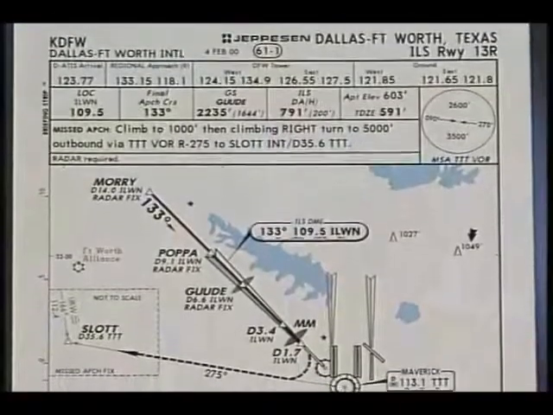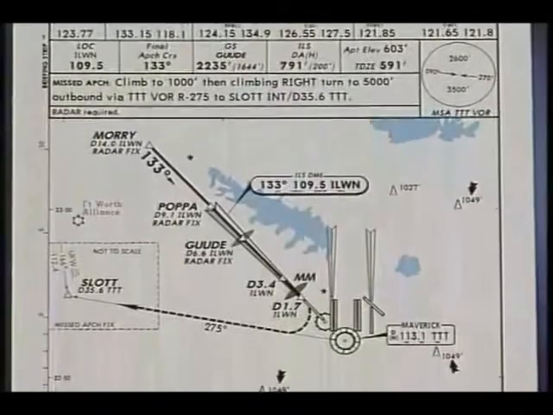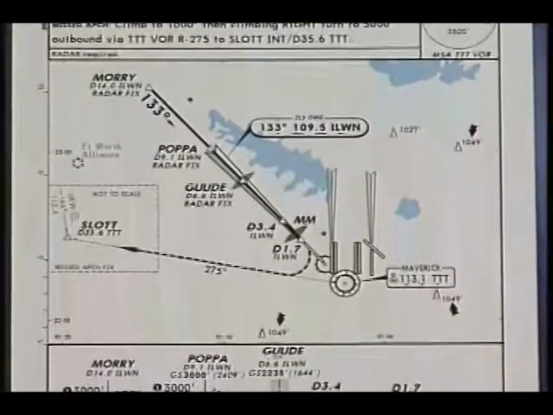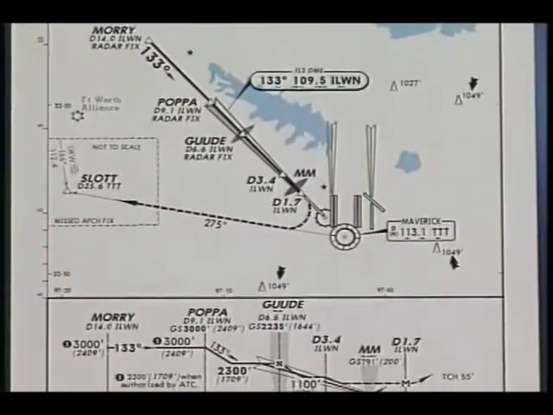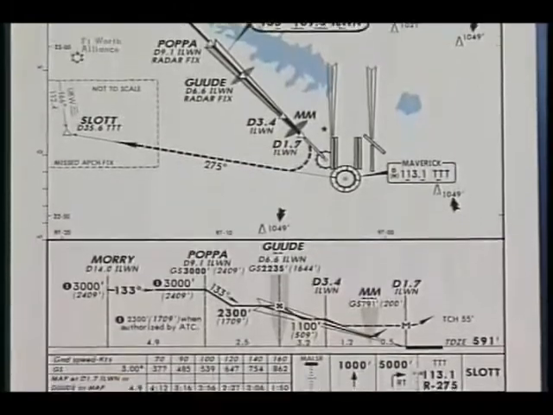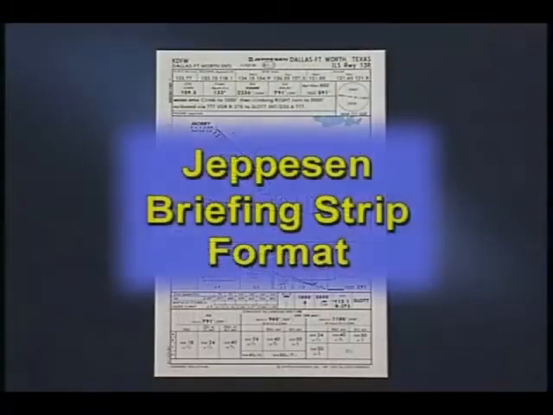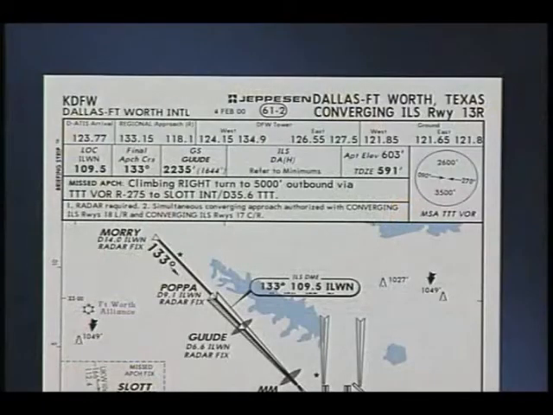Years ago, Jeppesen introduced a new chart format. It was tested and evaluated by human factors professionals, airline crews, and general aviation pilots. The new chart format is known as the Jeppesen Briefing Strip format. This program concentrates on the briefing strip format.